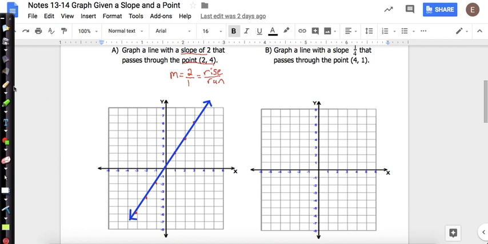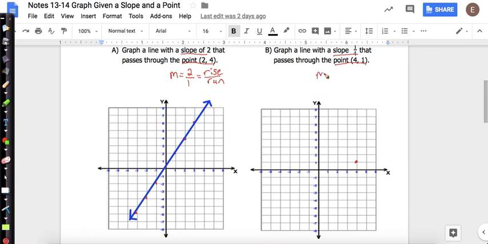Okay, let's look at example B. It says graph a line with a slope of 1/4, so underline that, that passes through the point 4, 1, underline. So that means we're going to start at the point 4, 1, and we're going to follow a slope of 1/4. So 4, 1 is right here. So up 1 over 4 is off my graph, so I can't go in that direction. So I'm going to go down 1 over 4.